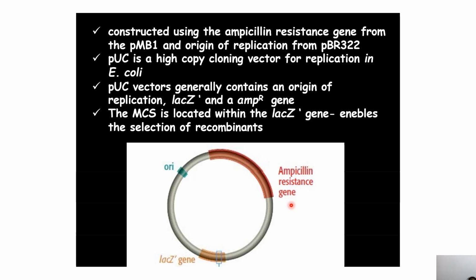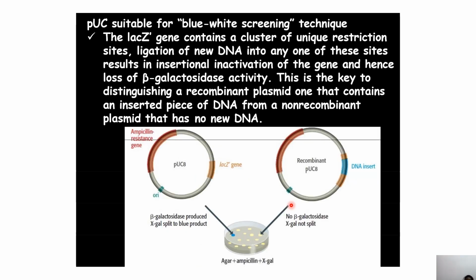So the pUC vectors generally contain an origin of replication, lacZ prime and an AMP-R gene. The MCS is located within the lacZ prime gene, which enables the selection of recombinants. Now pUC is suitable for the blue-white screening technique.